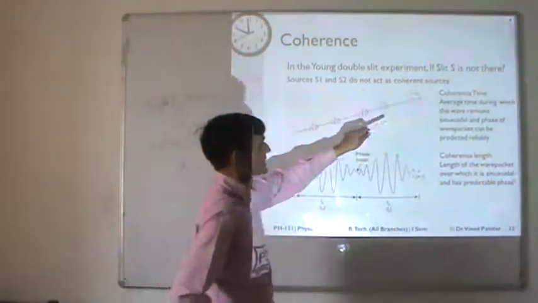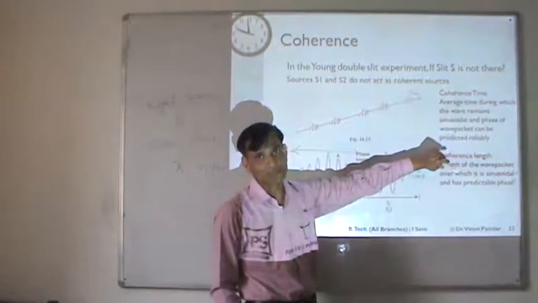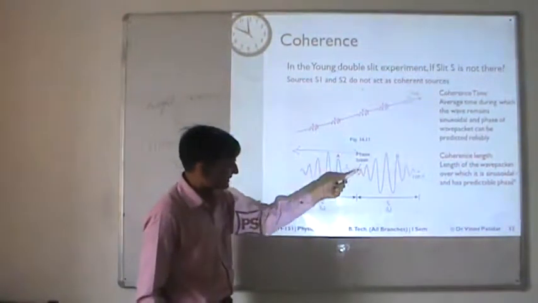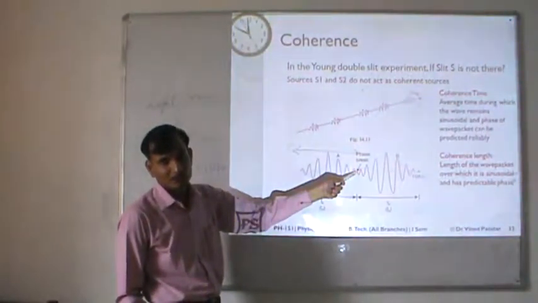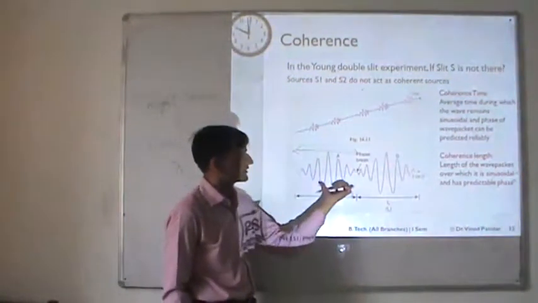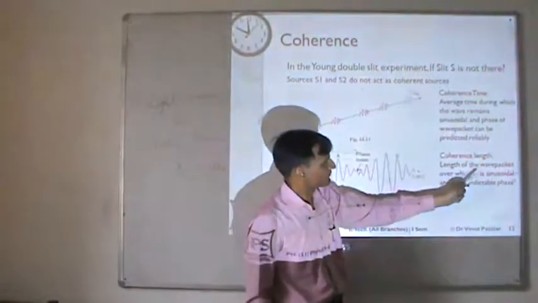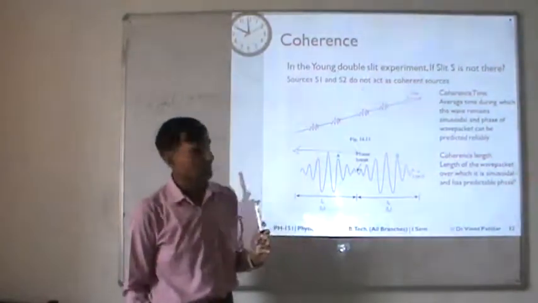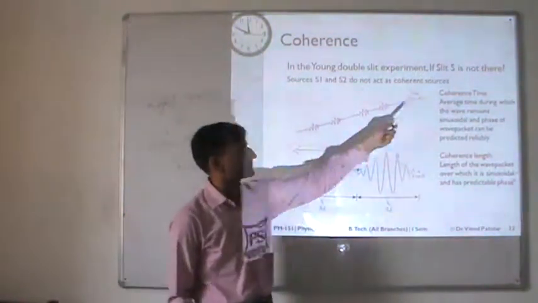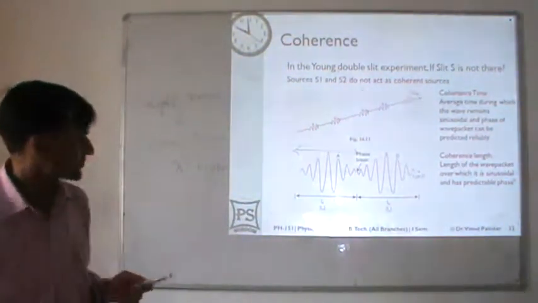Now what is coherence time basically? This is an average time during which the wave remains perfectly sinusoidal, or you can completely describe its phase. Because at this particular point there is an ambiguity in the phase of this wave chain, we can only describe its phase for this particular length. The length over which the wave is perfectly sinusoidal is known as coherence length, and the corresponding time is known as coherence time, the time over which the wave remains completely sinusoidal. So these are the two things which you need to remember.